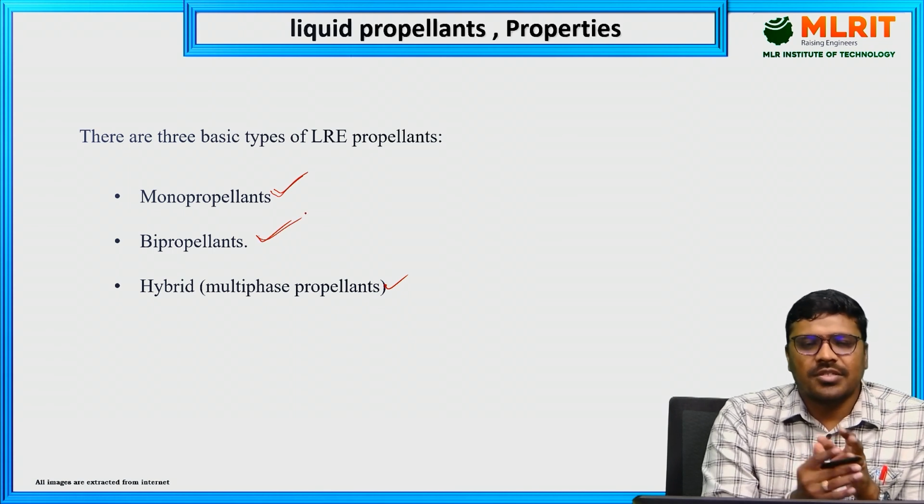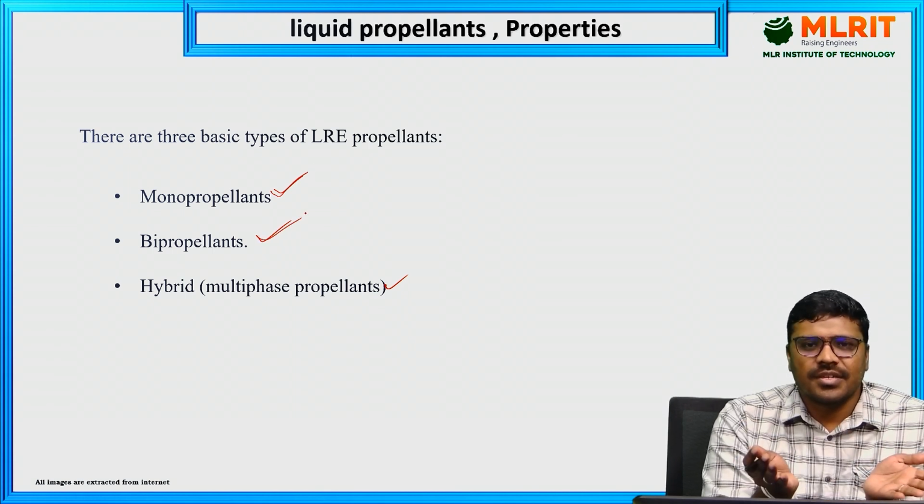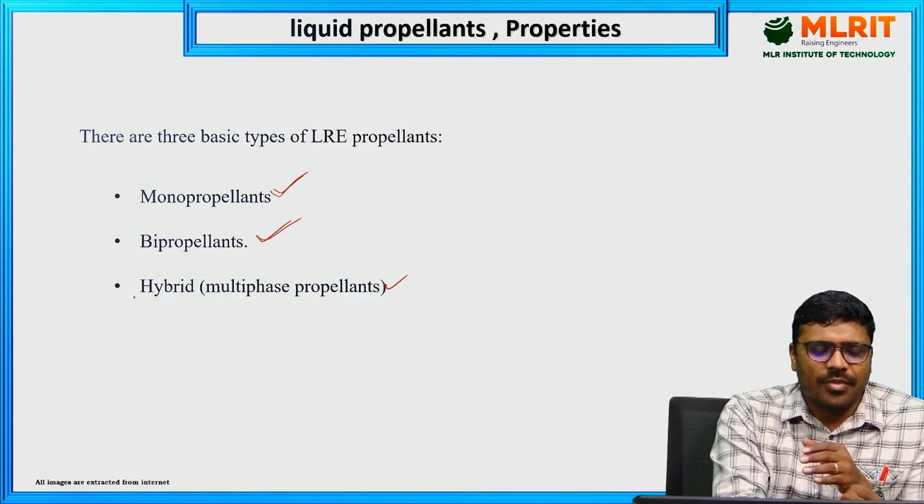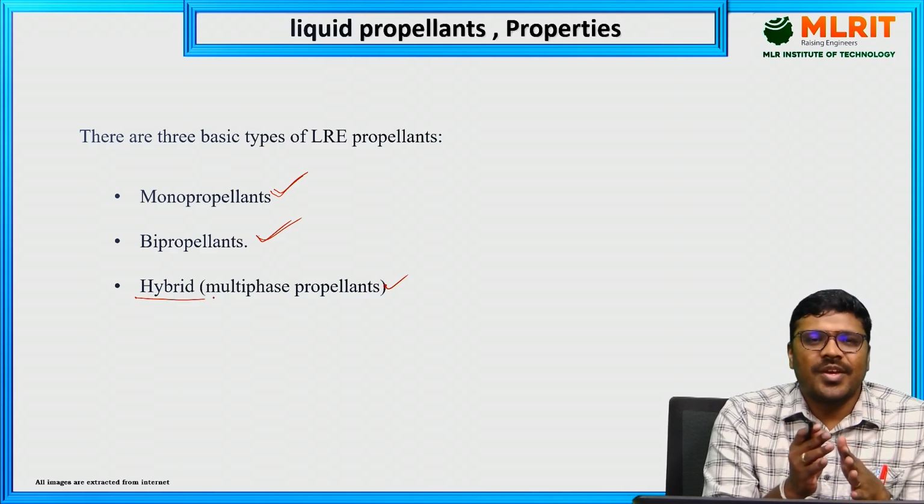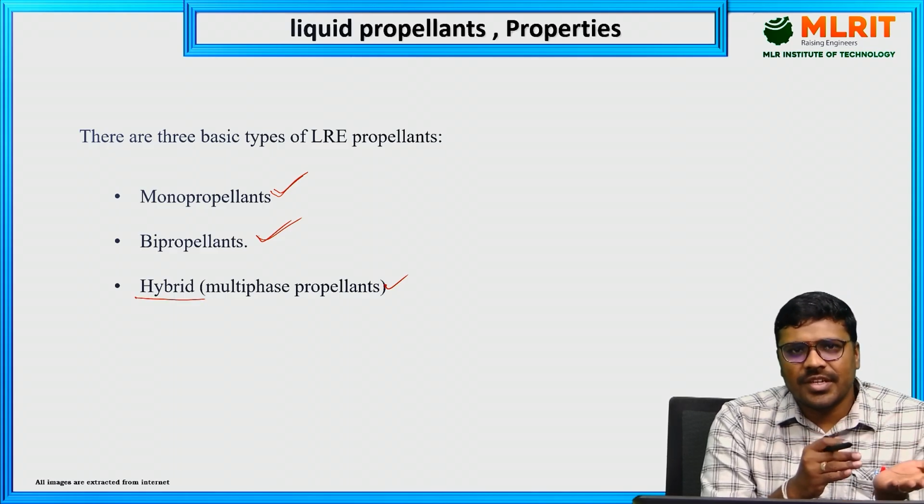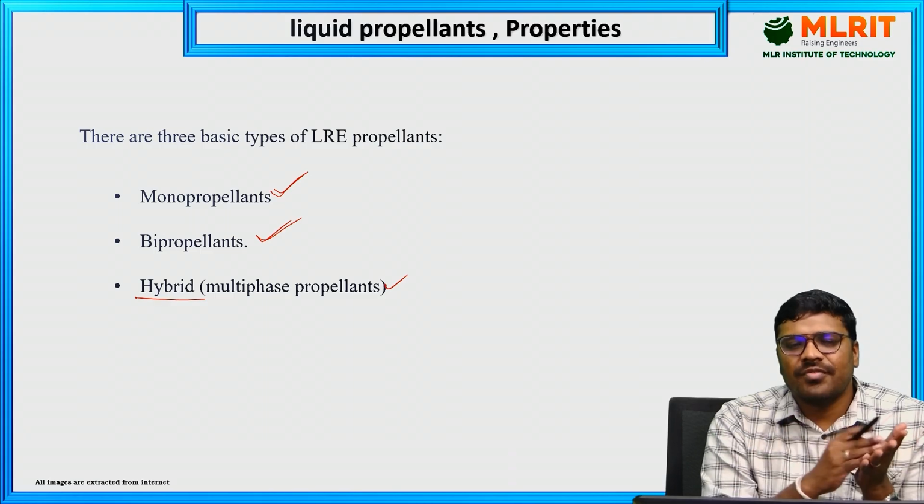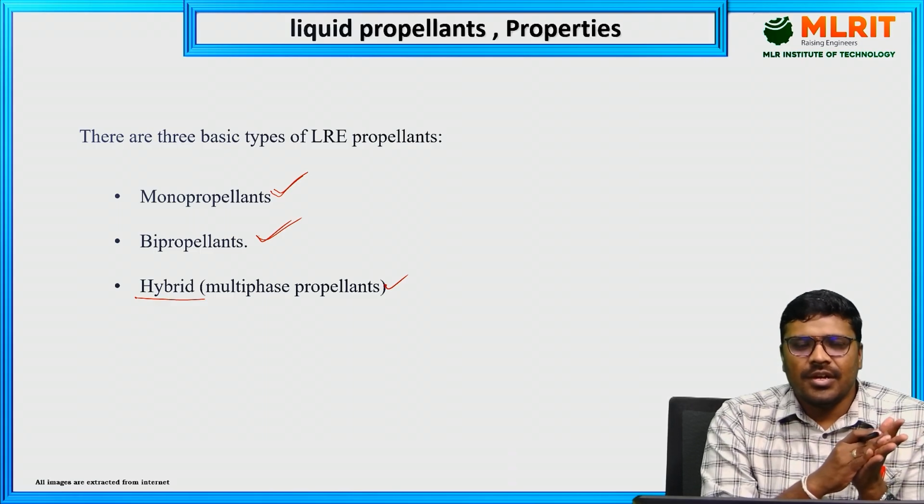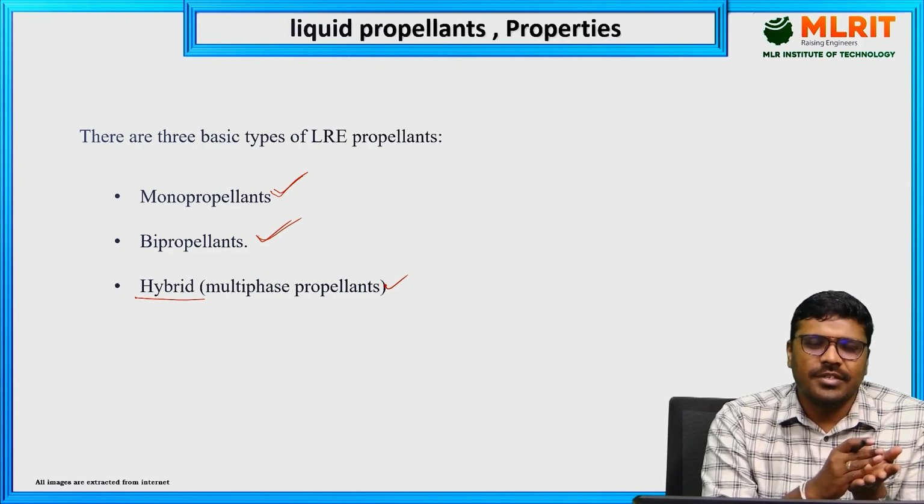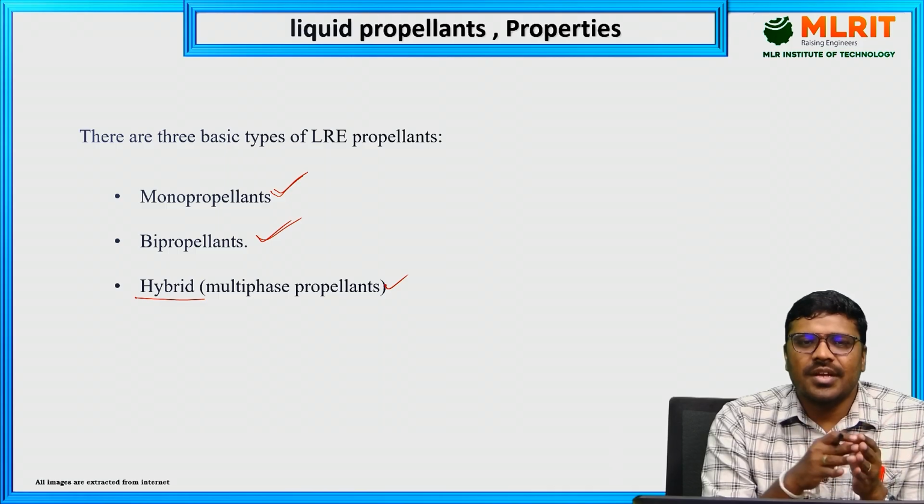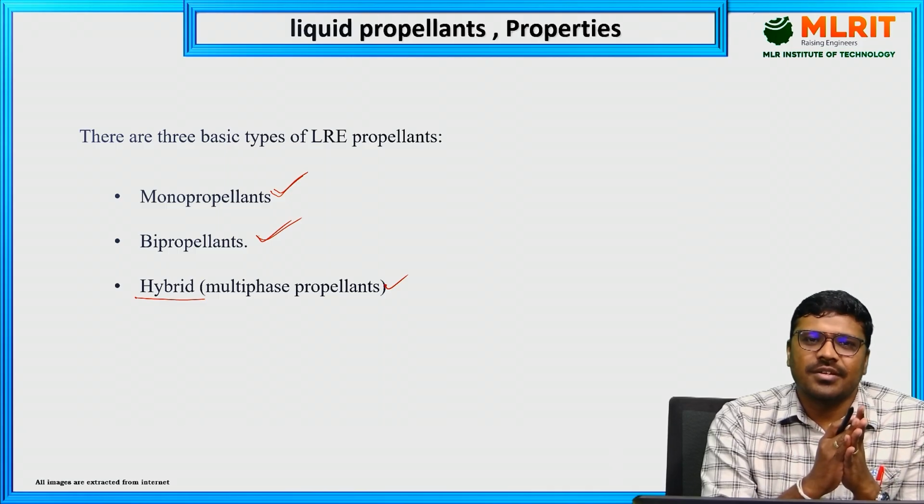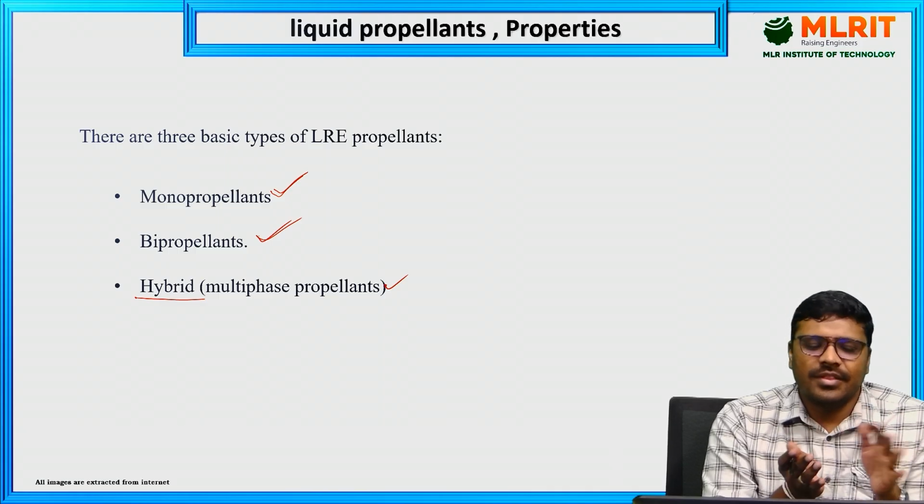Bipropellants means a separate fuel and a separate oxidizer will be there. Coming to the hybrid propellants, the fuel will be in one physical state and the oxidizer will be in another physical state. For example, in bipropellants, if the fuel is in liquid state, the oxidizer will also be in liquid state. But in hybrid propellants, if the fuel is in solid state, the oxidizer can be in liquid state, or they will be in different states.